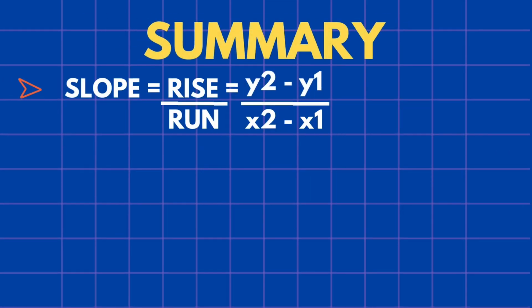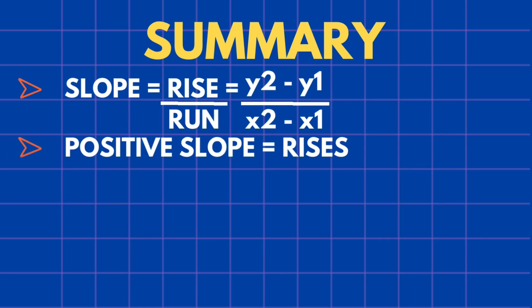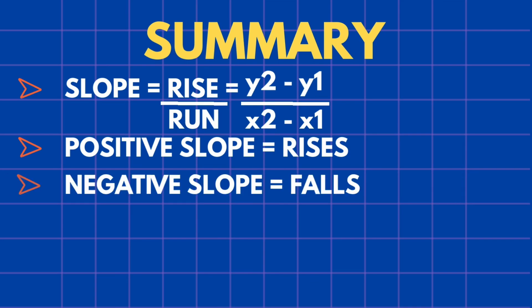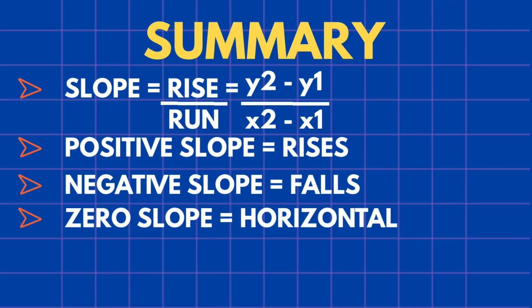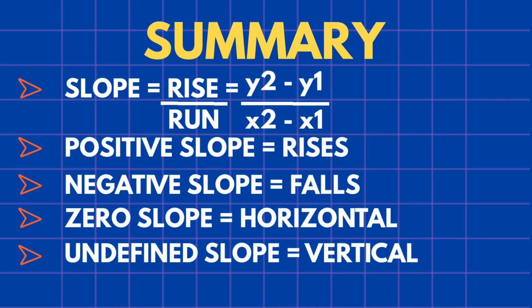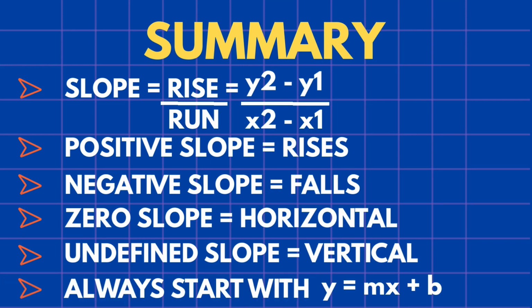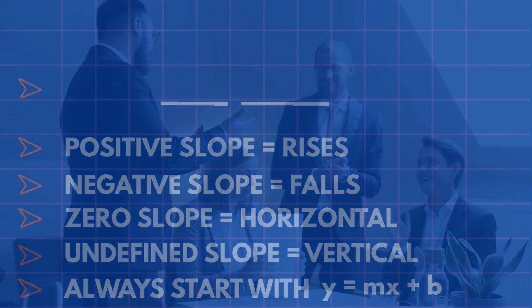That brings us to the end of the lesson. Let's summarize what we've learned. We learned that slope is equal to rise over run, which is equal to (y2 minus y1) over (x2 minus x1). A positive slope means our line rises. A negative slope means our line falls. A 0 slope produces a horizontal line, while an undefined slope produces a vertical line. Lastly, we learned to always start with y equals mx plus b when graphing our linear equation.